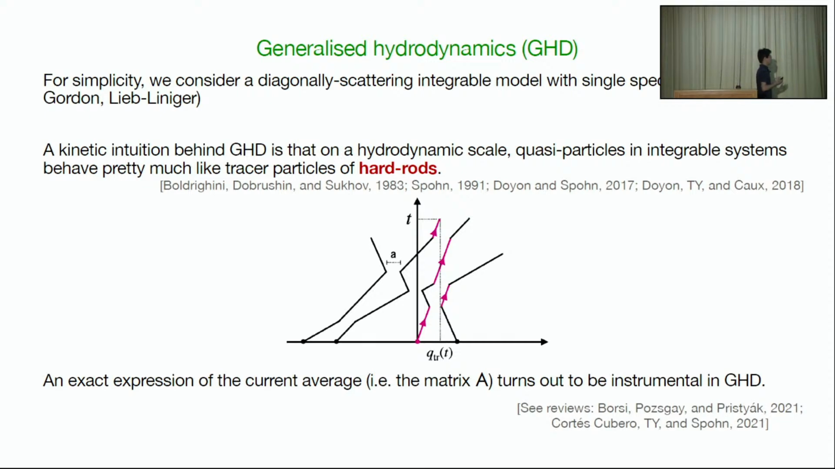It's just a bunch of rods on the line, and they scatter or collide elastically upon a collision. And interestingly, if you look at integrable systems on a large scale, they behave pretty much like hard rods.